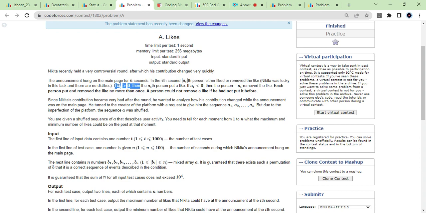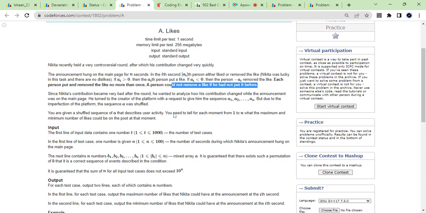If a_i is positive, the person puts a like. If a_i is negative, the person removed the like, which means minus a_i. If the number is 2, the second person liked the thing, and if it is minus 2, the second person removed the like, and you can only remove it after the liking, that's for sure.